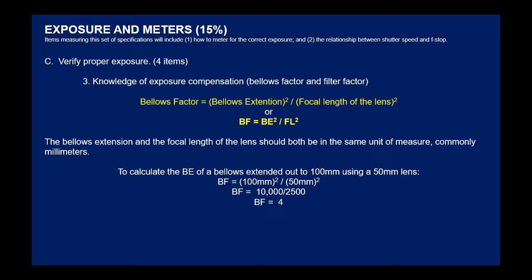In this example, I'm going to be using a bellows extension of 100 millimeters. That means that I'm moving the lens approximately 100 millimeters further away from the focal plane. So again, 100 millimeters bellows extension and using a 50 millimeter lens. So if we plug those numbers into the formula, we get 100 millimeters squared divided by 50 millimeters squared, which turns out to be 10,000 divided by 2,500, which equals 4. So we have a bellows factor of 4.